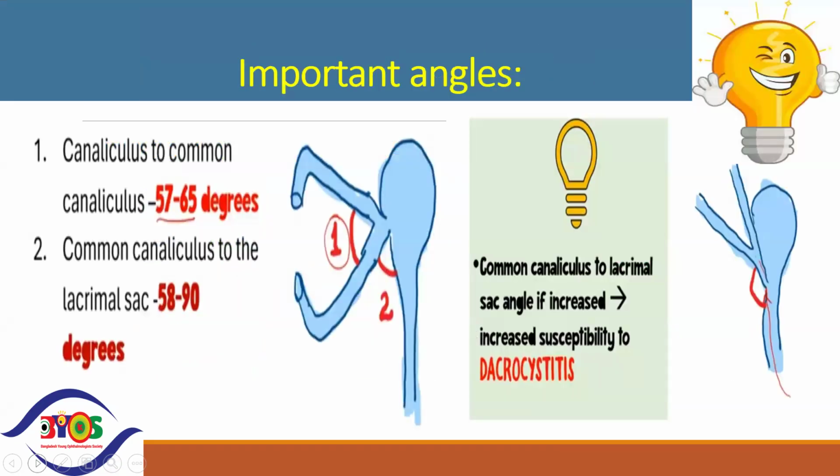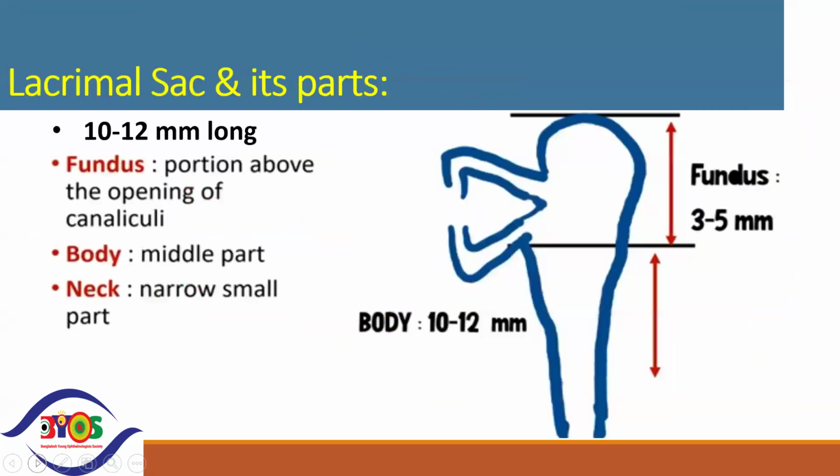So here is another clinical fact. The angle between the canaliculus and the common canaliculus is 57 to 65 degrees. The common canaliculus to the lacrimal sac is 58 to 90 degrees. So when this angle increases between the common canaliculus and the lacrimal sac, then there is increased susceptibility of dacryocystitis.